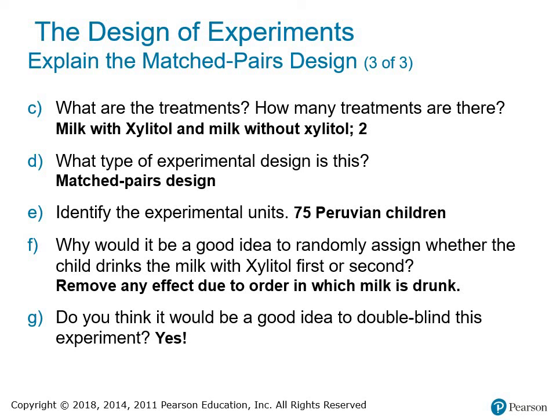Why would it be a good idea to randomly assign whether the child drinks the milk with xylitol first or second? To remove any effect due to the order in which the milk is drunk. Do you think it would be a good idea to double blind this experiment? Yes, it's going to be a good idea to double blind this experiment, so neither the kids nor the researcher know which milk has xylitol and which milk doesn't.